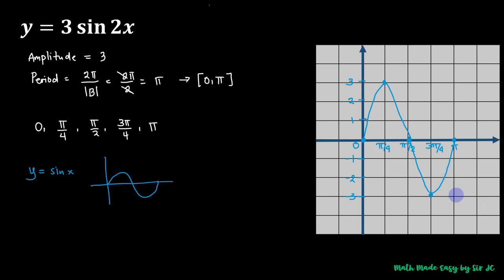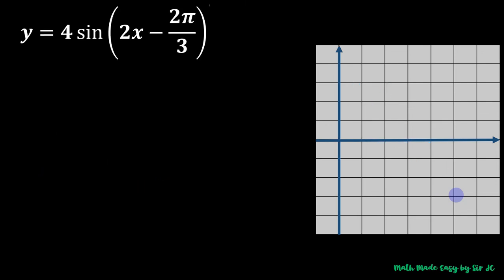So let's have another example. We have y equals 4 sine of 2x minus 2 pi over 3. So as you can see, we now have a phase shift because we have values here. So first, let's identify the amplitude. The amplitude is the coefficient of sine. So the amplitude is equal to 4.